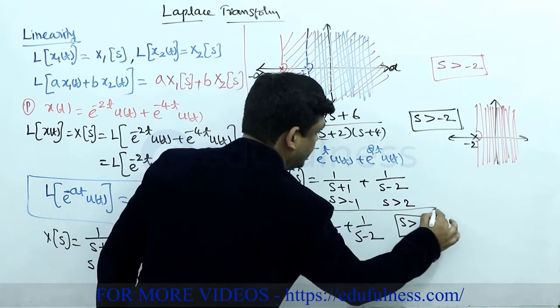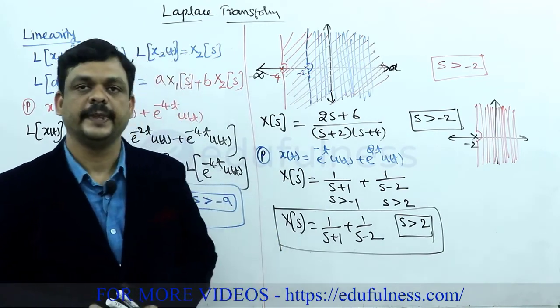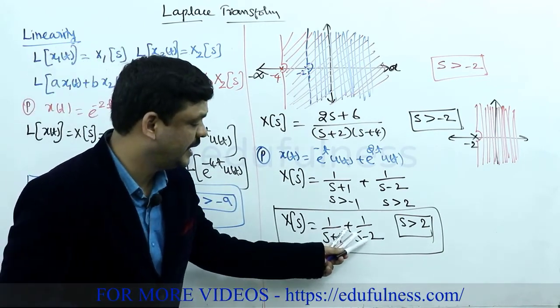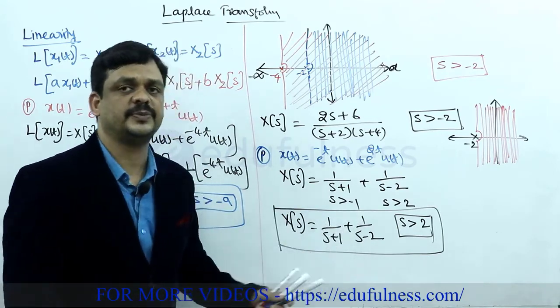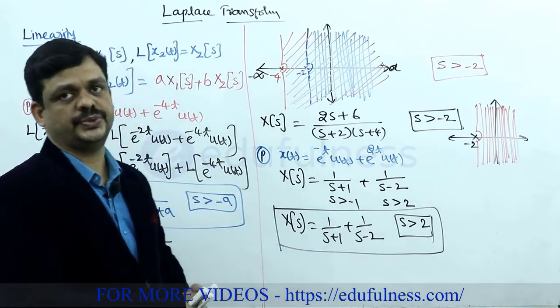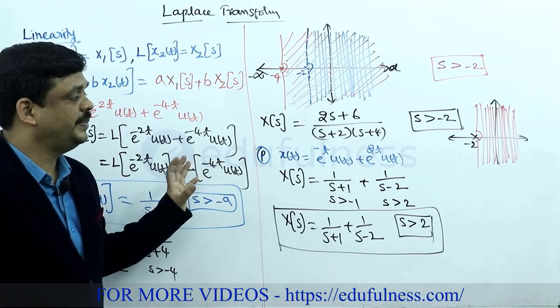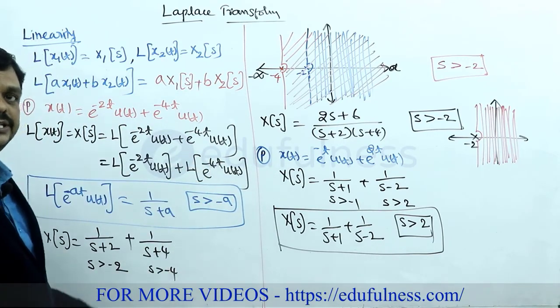So this is the exact answer of the given problem. And if you want to simplify, take LCM, write s minus 2 here and s plus 1 here, then simplify that expression and write the answer, and the ROC is always greater than 2. So these are basic, simple examples from the linearity property, right? So please take this now.